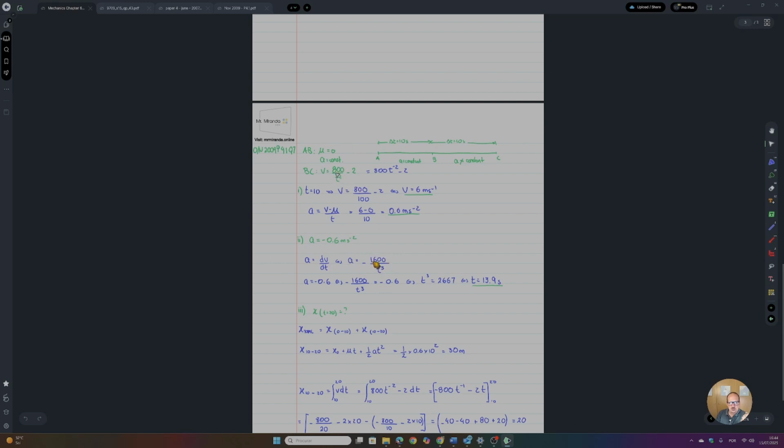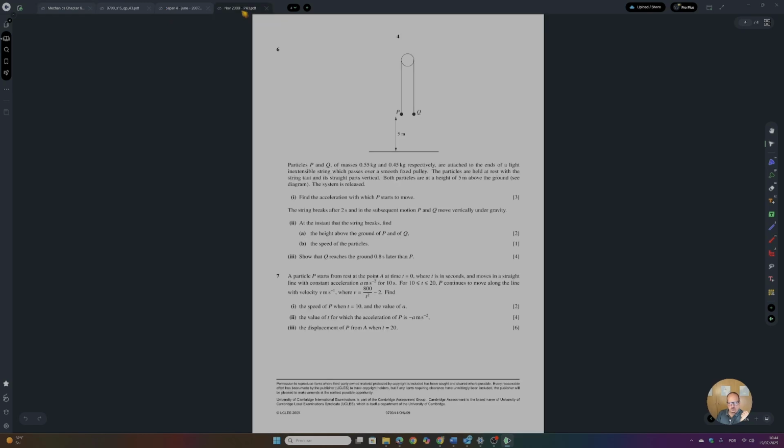This is just going to be minus 2 times 800, which is minus 1,600, divided by t to the power minus 2 minus 1, which is t to the power minus 3, or basically just that. We know the value of the acceleration is minus 0.6, so equal this to that, solve it, and you have the time. How many points for this? 4. Yeah, okay. Simple enough.